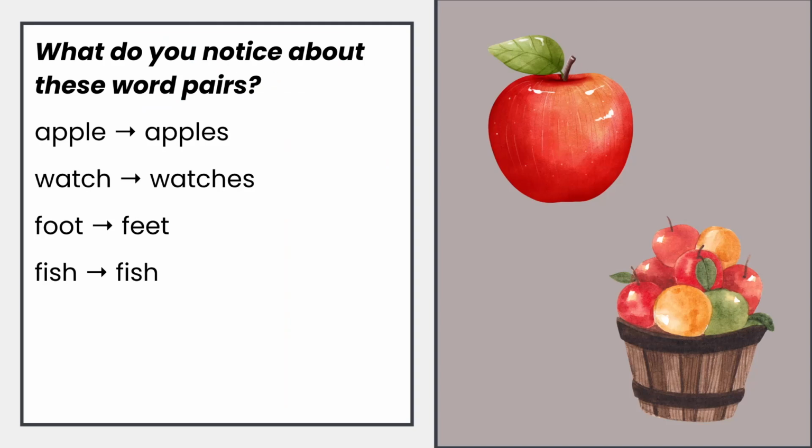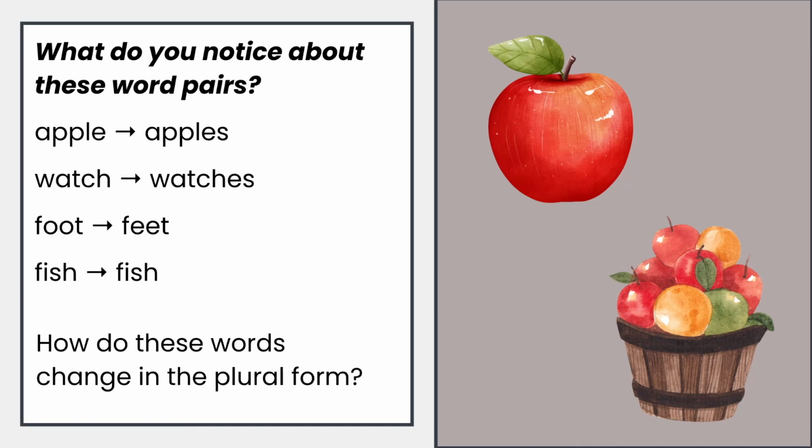What do you notice about these words? Apple, apples. Watch, watches. Foot, feet. Fish, fish. Each one of the first words in the column are singular nouns. Each one of the second words are its plural form. But what do you notice about how these nouns change to become plural? They're not always the same.